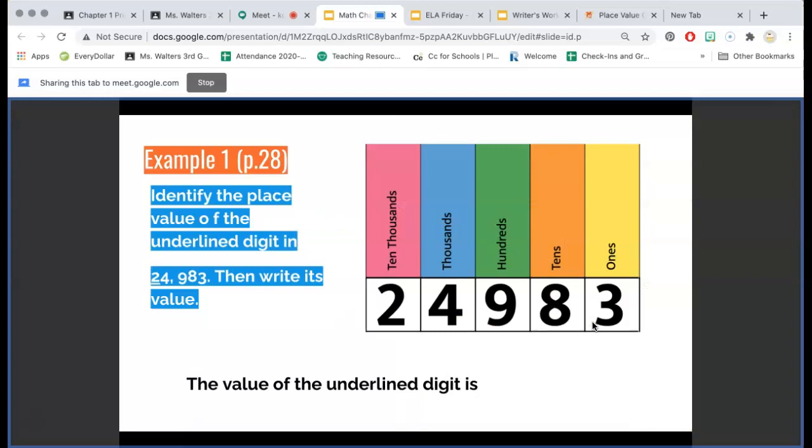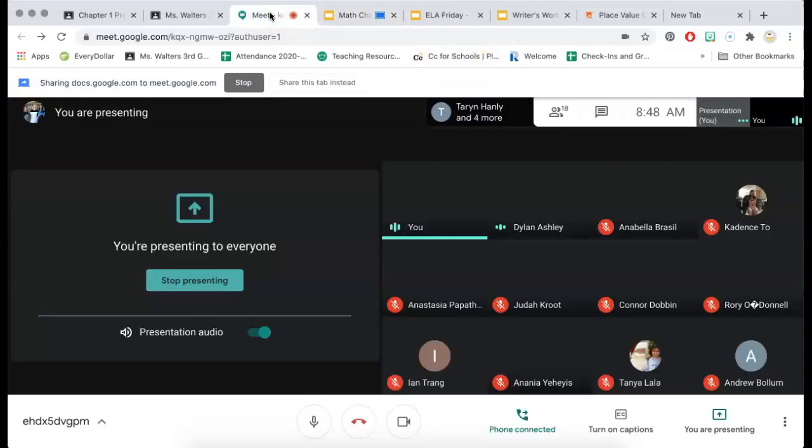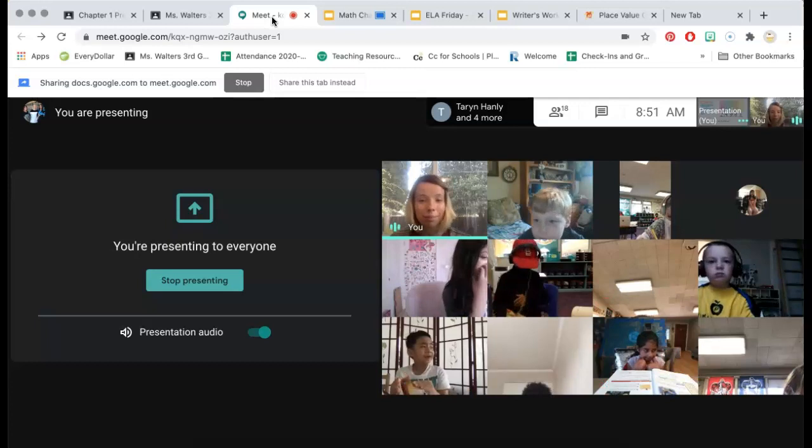So if we look at example 1 on page 28, it says identify the place value of the underlined digit in 24,000. Yes, that is in our textbook. So we are on page 28 in the textbook. Yeah, it's our math textbook. It has a picture of the seal on the front.